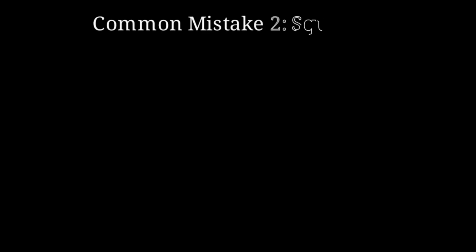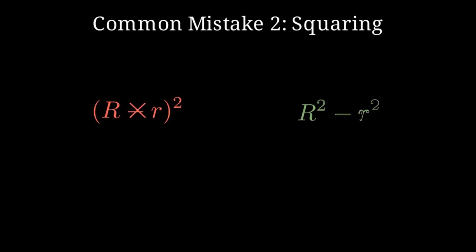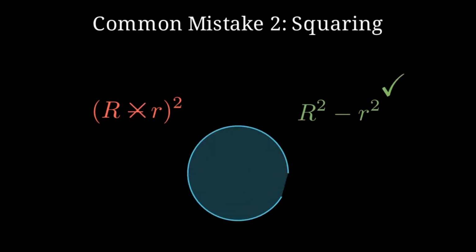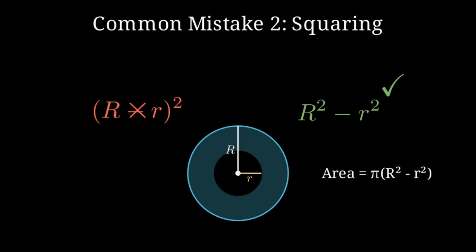Another frequent error is squaring the difference of the radii rather than the difference of the squares. Remember, we are subtracting the area of the small circle from the area of the large circle. Pi times the quantity R minus r, squared, is not the same as pi times R squared minus r squared. Don't fall for this algebraic trap.